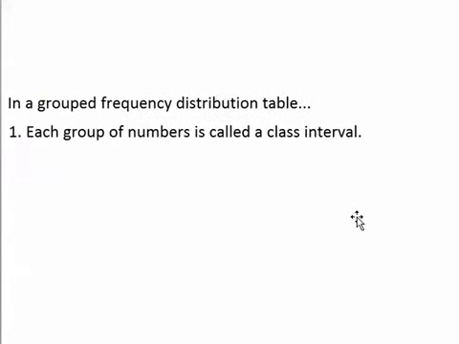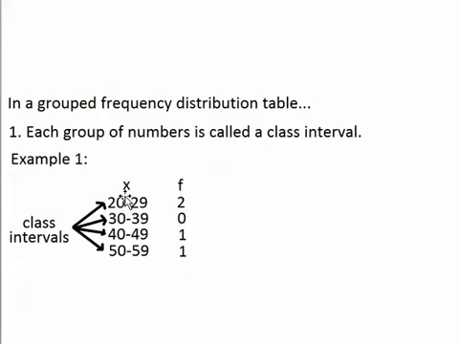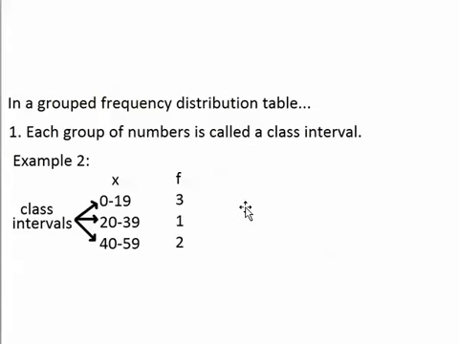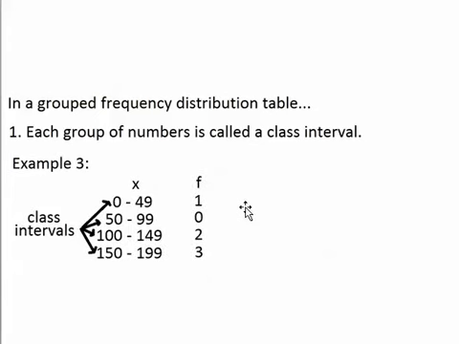In a grouped frequency distribution table, each group of numbers is called a class interval. So each of these 4 rows right here is a different class interval. That's the first one, that's the second one, that's the third one, that's the fourth one. So we have class intervals in the X column and frequencies in the F column. This one has 3 class intervals. This one has 4 class intervals again.